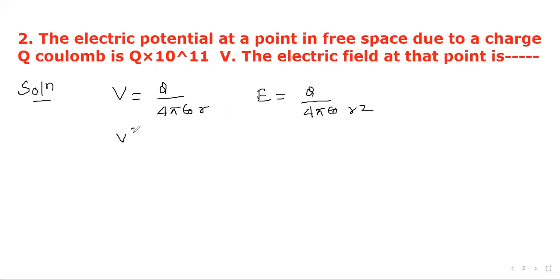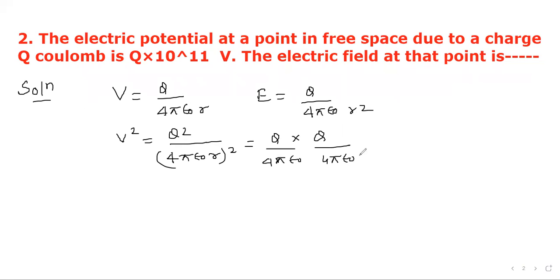If we square it, so V square equal to Q square divided by 4 pi epsilon naught R whole square. That can be written as Q times Q divided by 4 pi epsilon naught times 4 pi epsilon naught R square. In place of this term, we can write E. So we get V square equals Q divided by 4 pi epsilon naught times E.